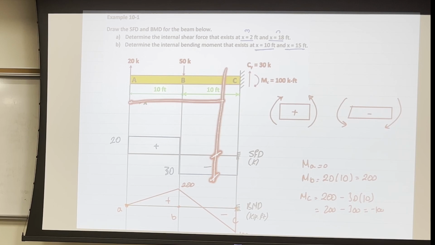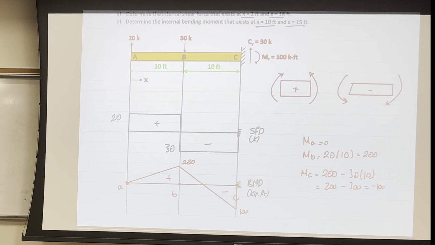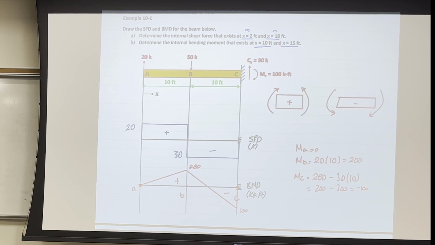And also ask us, what is the bending moment at x equal 10? So at 10, which is here, the bending moment is gonna be 200. And if we wanna find the moment at x equal 15, which is gonna be somewhere in the middle, I don't know where, but let's first find where the moment is gonna be zero, okay?